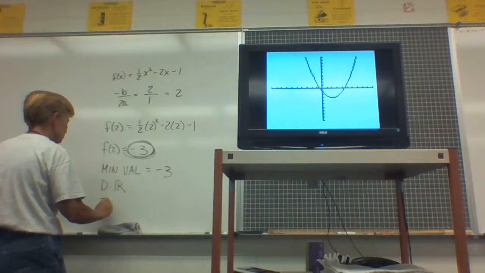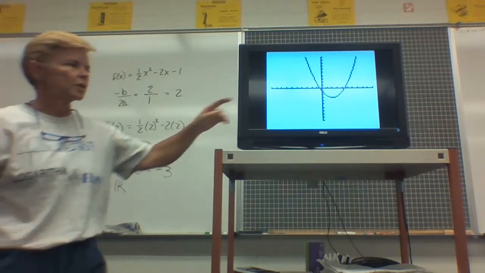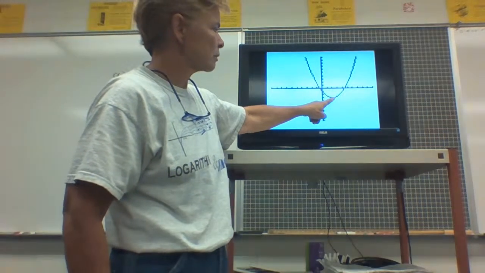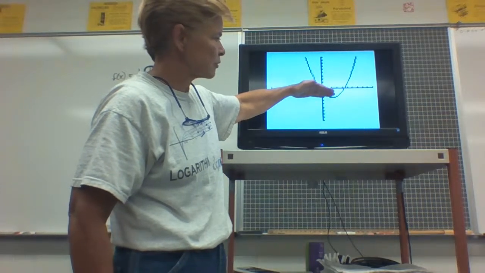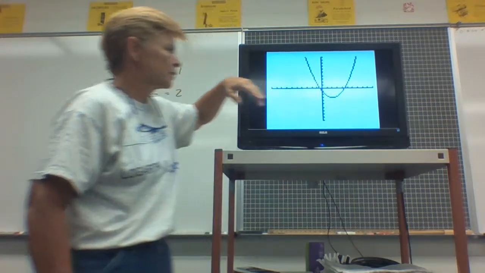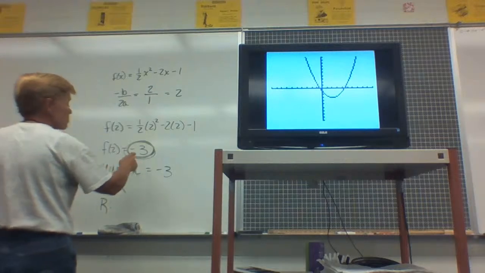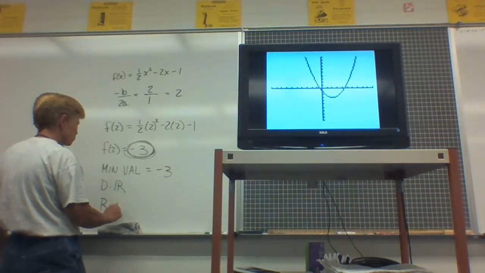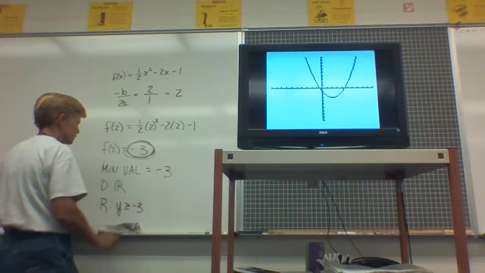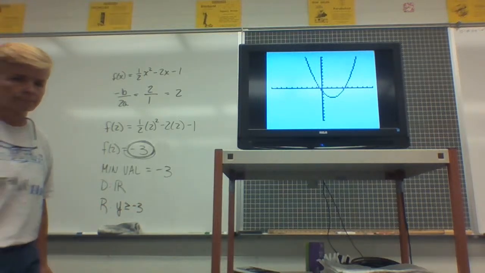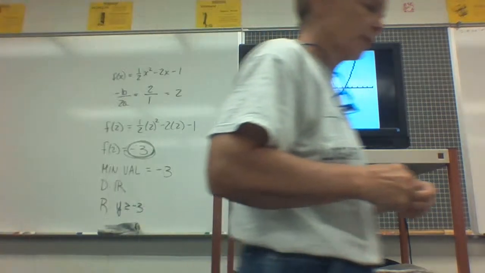The range is determined by this minimum value that we found, which is negative 3. Nothing below -3 shows up. Everything starts at -3 and everything above that is shown, because that's the y value or the minimum value of the function. So we would say those y's which are more than or equal to -3. That's the domain and range. We've talked about that before.